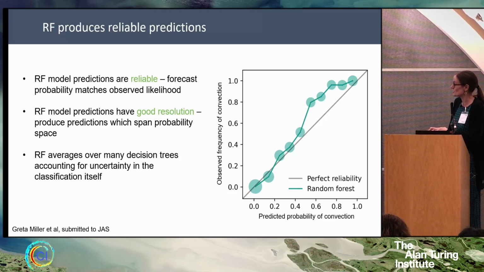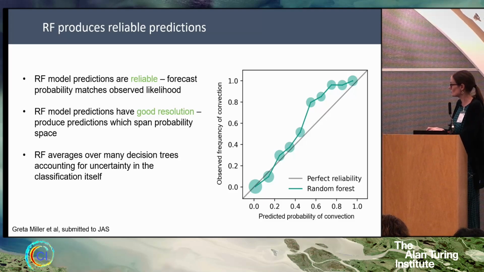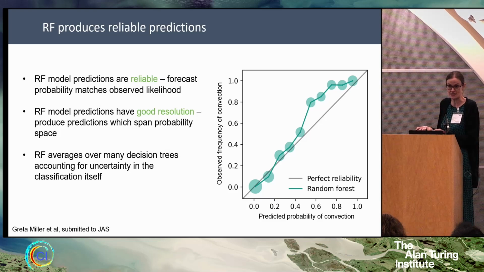the cases in our testing data set, sorted by what the random forest predicted would happen. You put the different data into bins according to this probability and then compute the frequency in each bin. So here, for example, we've got all the days that the random forest said that there was a 40% chance of convection, and you can see that it does indeed convect on 40% of those days.